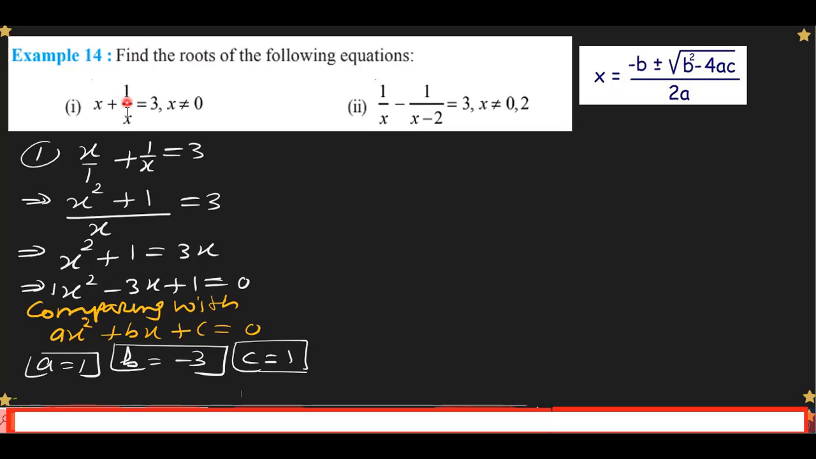देखिए यहां से हमें coefficient को compare करना है. x square here, x square, so a is equal to 1. x here, so b is equal to minus 3 and c is equal to 1. Now we have to determine the nature of roots. Nature of roots के लिए हमें discriminant find करना पड़ेगा. Now discriminant is b square minus 4ac.